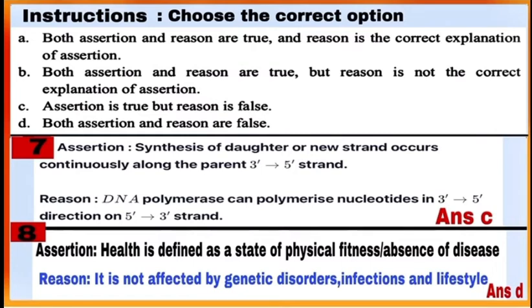Question 8. Assertion. Health is defined as a state of physical fitness or absence of disease. Reason. It is not affected by genetic disorders, infections and lifestyle. Correct option is option D. Here both statements are wrong. Health is defined as a state of complete physical, mental and social well-being, and of course health is affected by genetic disorders, infections and lifestyles. Thus both A and R are false.